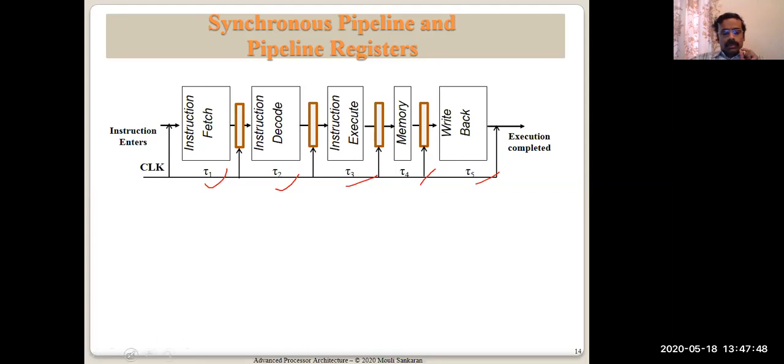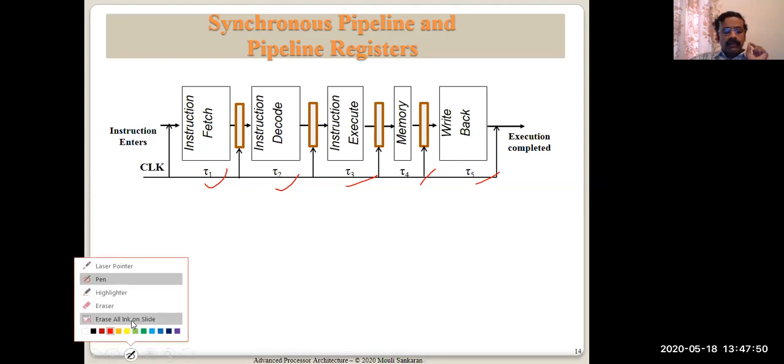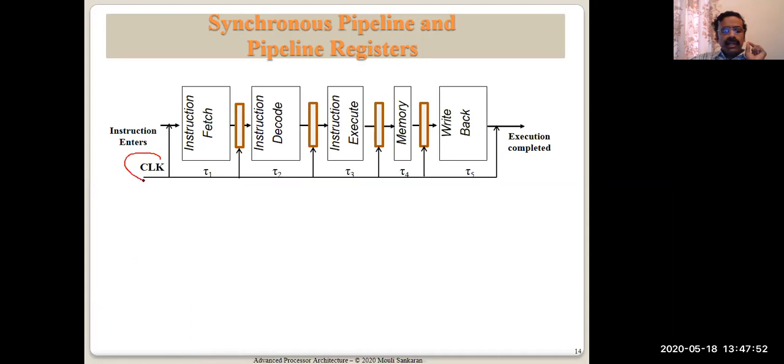Now, let us look at how I should choose the clock. I am asking a question now. Have an answer in your mind, and then when I explain, you will be able to see whether you are correct or wrong. Now, suppose tau 1 is greater than tau 2, tau 2 is greater than tau 3, tau 3 is greater than tau 4, and tau 4 is greater than tau 5.